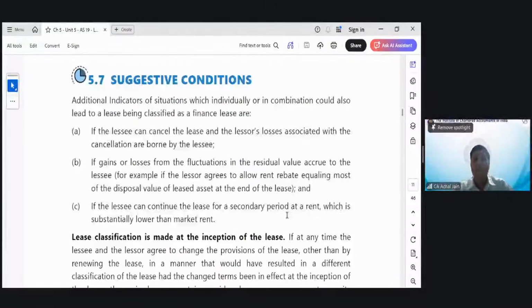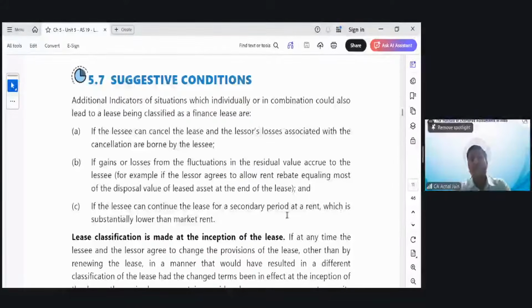Understood? See, all of these indicators that we have discussed are certain situations. When do you check them? Now this is very, very important. Generally there's a confusion on this point. At the time of inception of the lease, you need to check that. Now you may have a question, but sir, what if the lease terms are changed later on? So that you will discuss later on. Initially, you will check whether it's a finance lease or operating lease on the basis of these indicators.